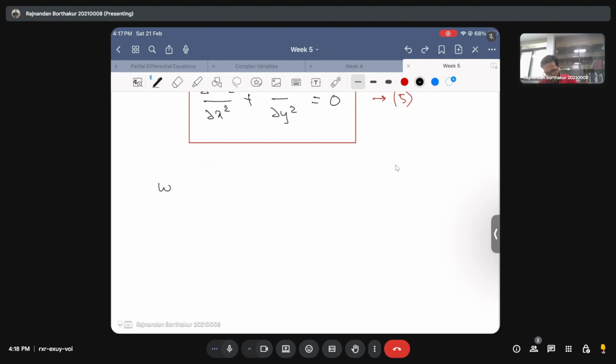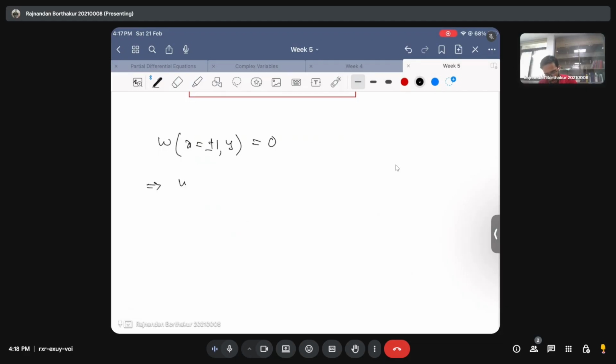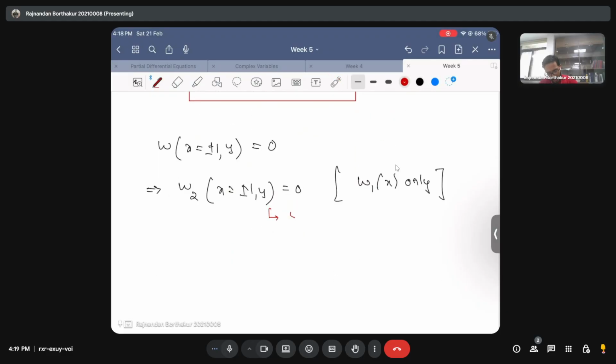So let's write down this boundary condition as well. The original boundary condition is w at x equal to plus and minus 1 for all y is going to be 0. But I know that this is equivalently going to be w2 at x equal to plus and minus 1 for all y equal to 0, because I know that w1 is just a function of x only. Which means I cannot have w1 be a function of y, which means the first boundary condition is just w2 at x equal to plus and minus 1 equal to 0. Maybe I will write this as 5a.